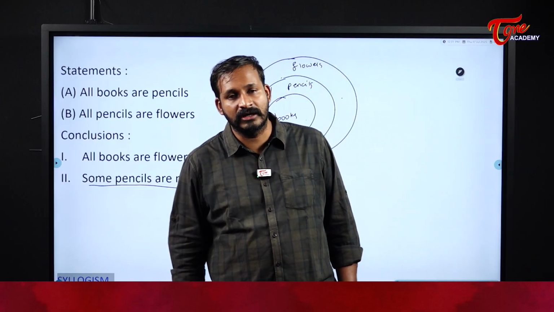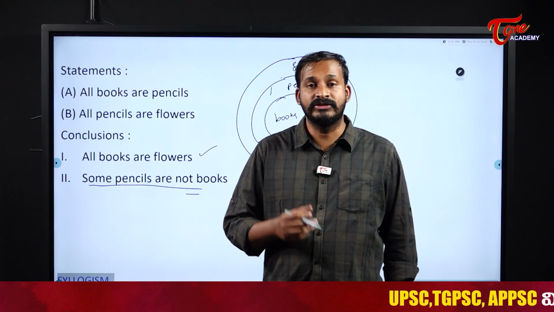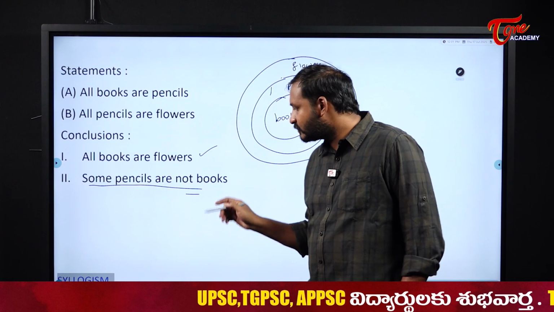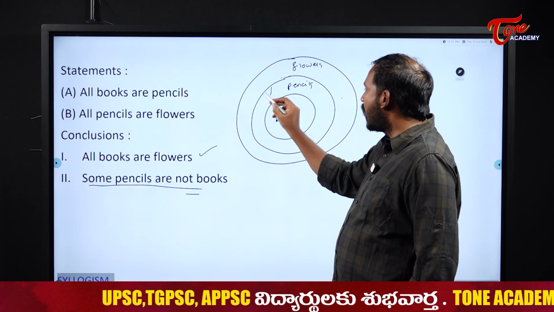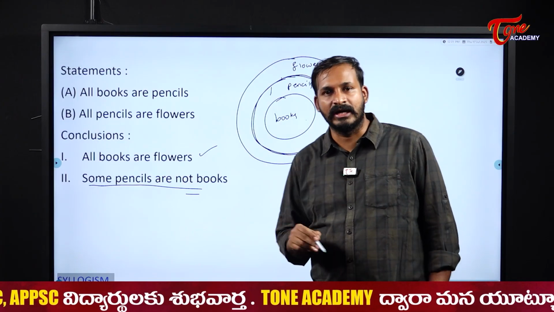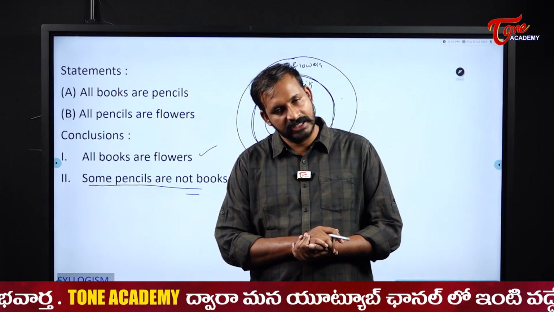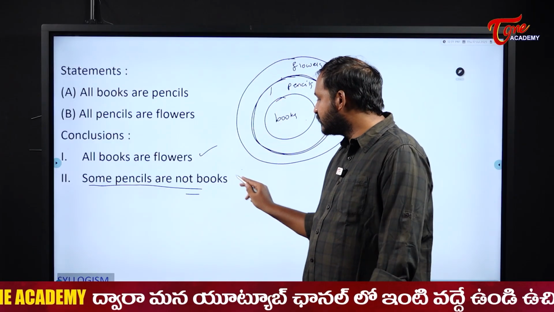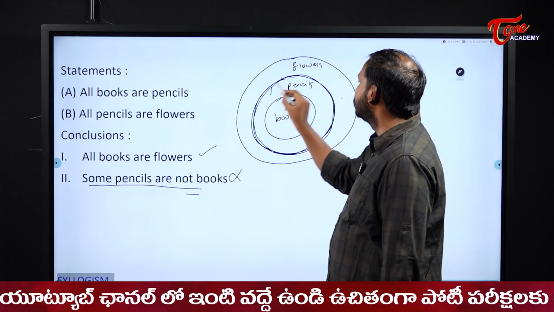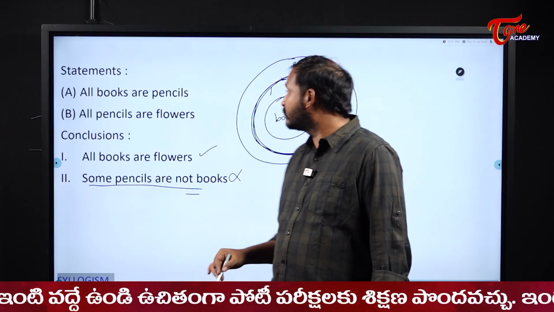To make a negative conclusion, what is my goal? I should always make it false, right? That is my goal. To make it false, I will draw books and pencils one over the other, that means overlapped circles. Can I do it? Yes, sir, I can do it. So then obviously this becomes what? False. Instead of assuming books here, I will take the books overlapping with my pencils.